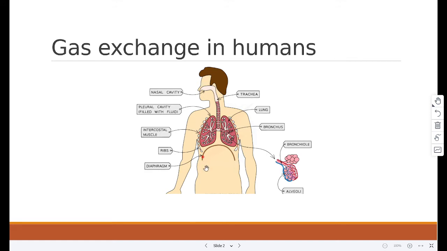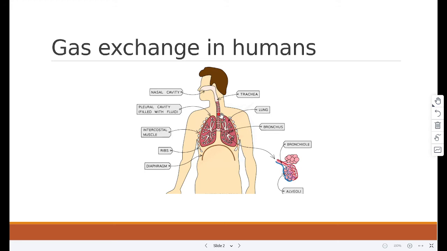Then we have the diaphragm. So the diaphragm is a sheet of connective tissue and muscles at the bottom of the thorax that helps change the volume of the thorax to allow inhalation and exhalation. Then we have the trachea. So the trachea is a windpipe that connects the mouth and nose to the lungs.